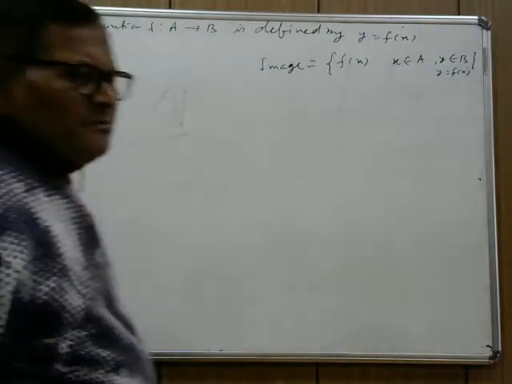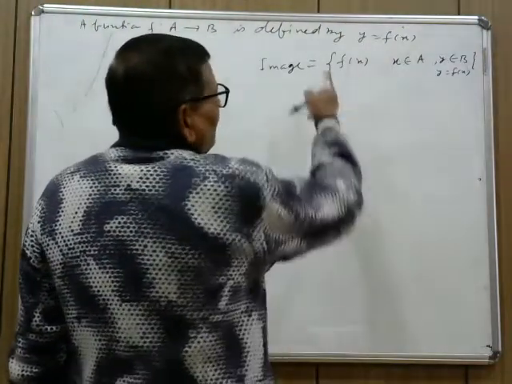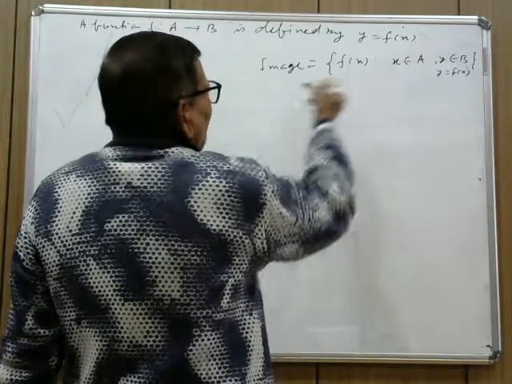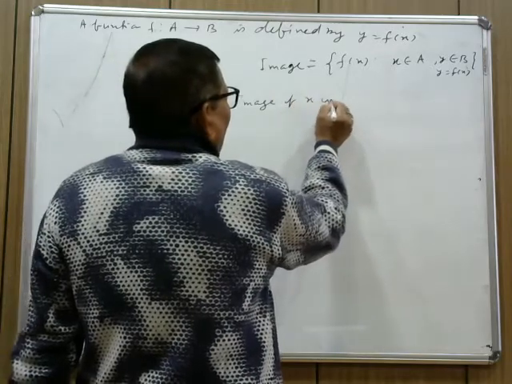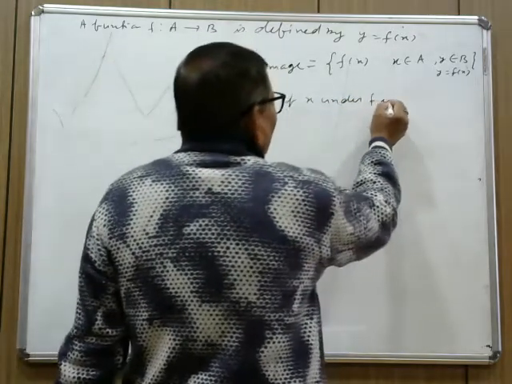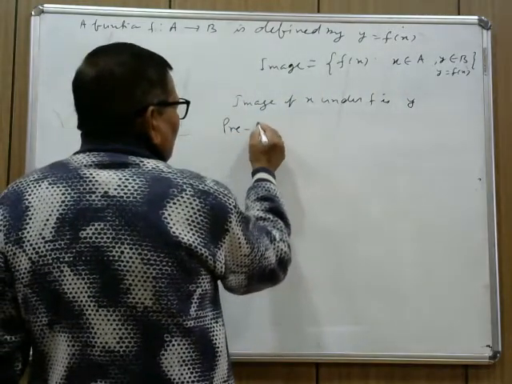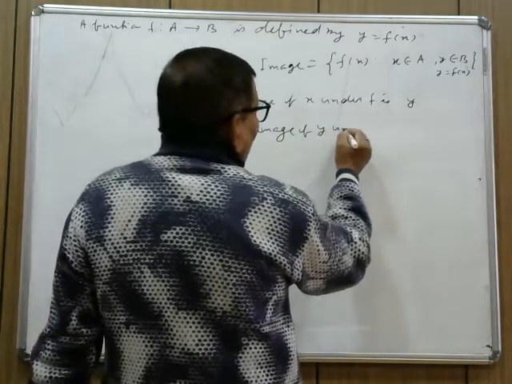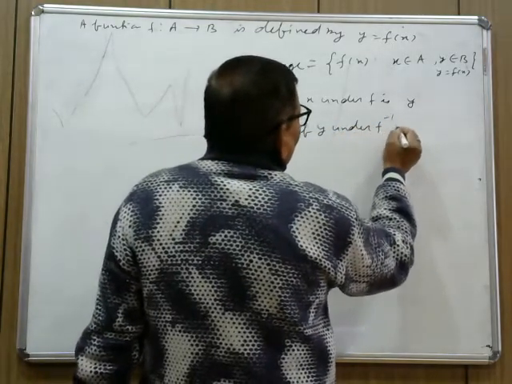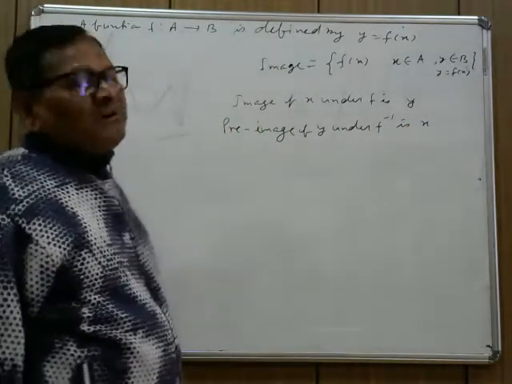How can you define pre-image? Pre-image of y is x, image of x is y. Now I am writing here, the image of x under f is y, and the pre-image of y under f inverse is x. So that is the relationship between the image and pre-image.